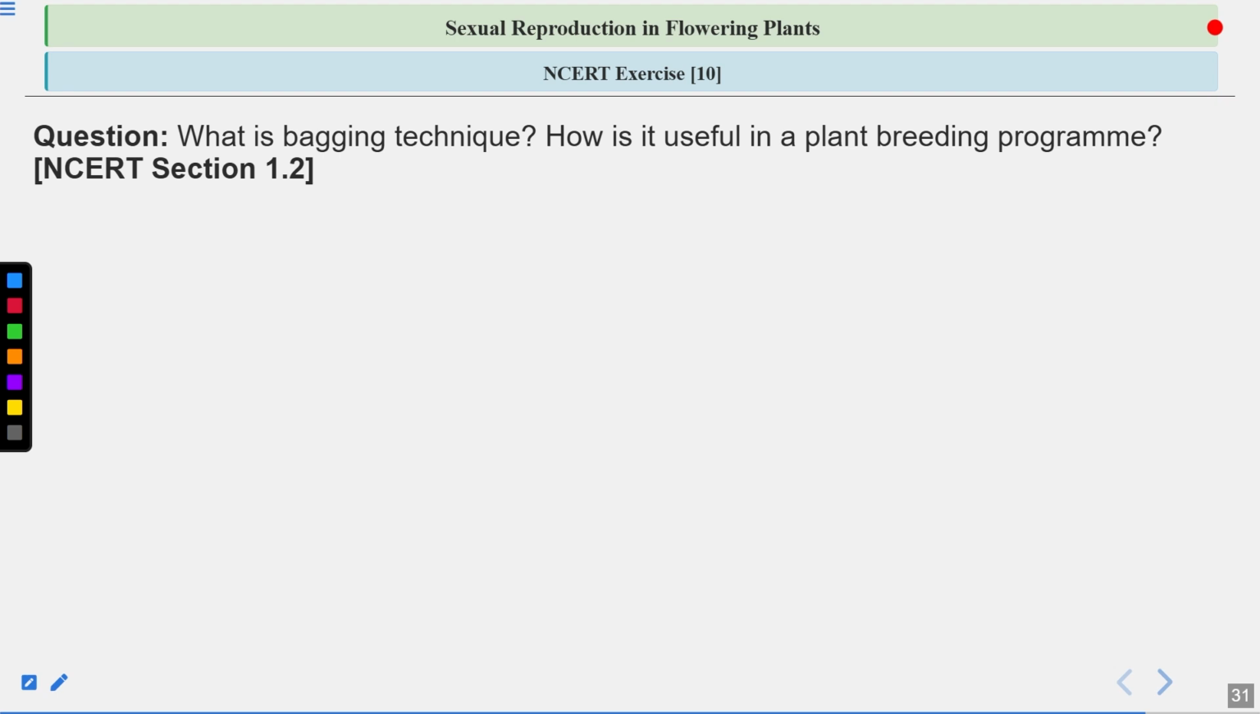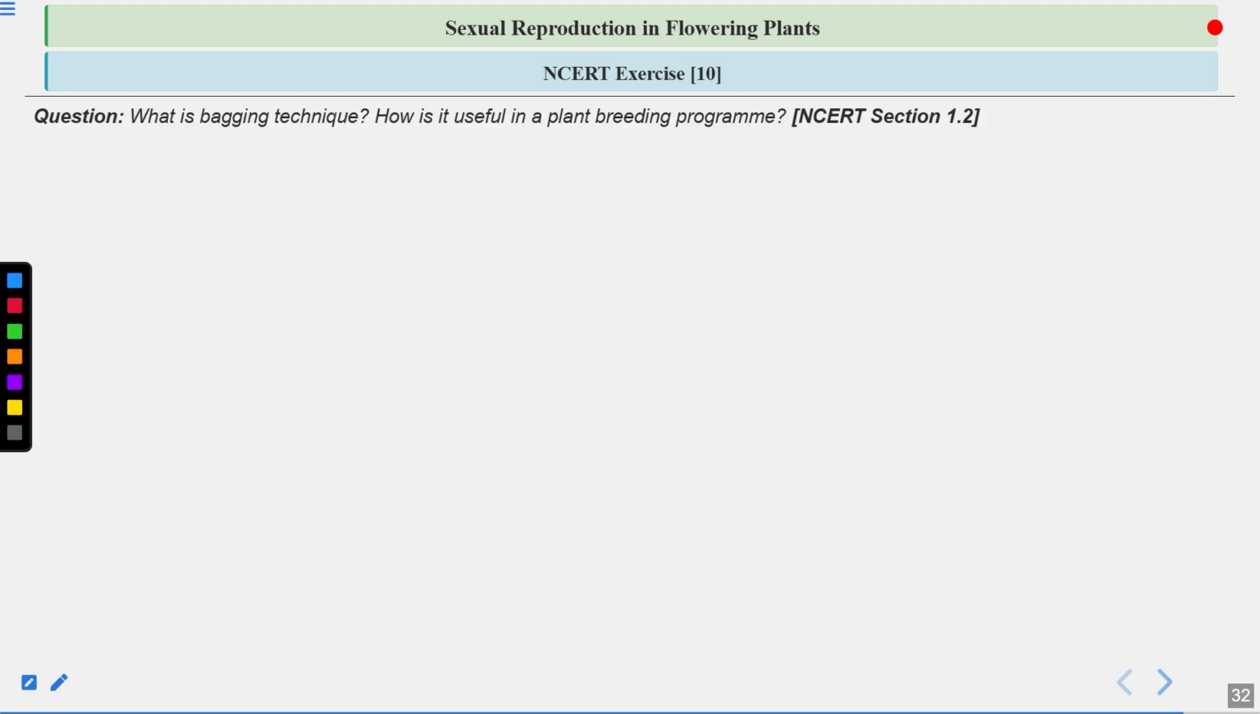Next question, and this is the last question. What is the bagging technique? Very, very important. And how is it useful in a plant breeding program, right? This question is also coming from the 1.2 section. This 1.2 section is very long in this particular chapter, sexual reproduction in flowering plants. You can see that questions 1 to 10 are all coming from section 1.2 only, right? So this was the question, and let us see the answer.